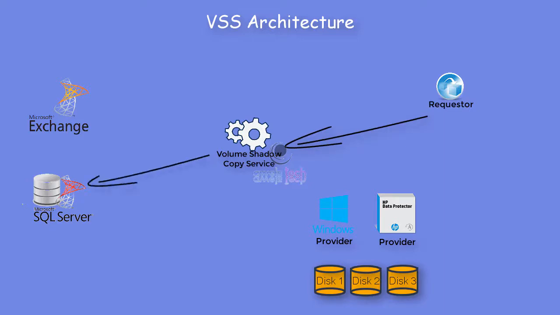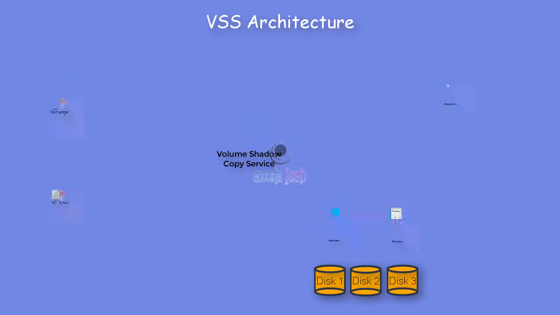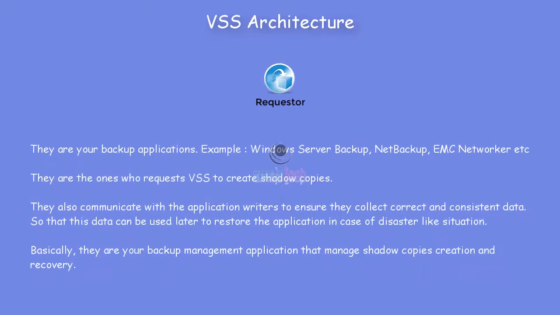Then VSS will go to the writers. The writers are your application-specific data components. They know what data is to be backed up. Writers provide the data to VSS, and then VSS talks to the providers, who in turn are responsible for shadow copying the source volume. In the later slides, we will see how exactly they work with each other. For now, let's look at the components one by one.